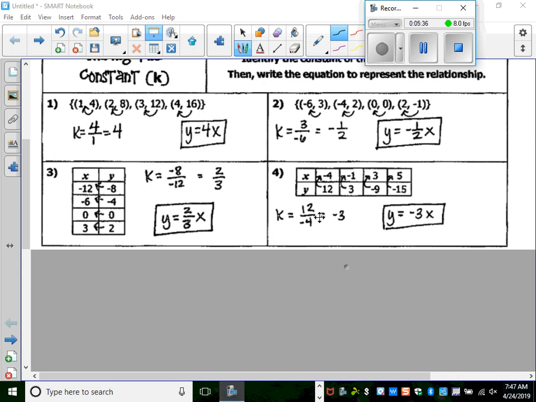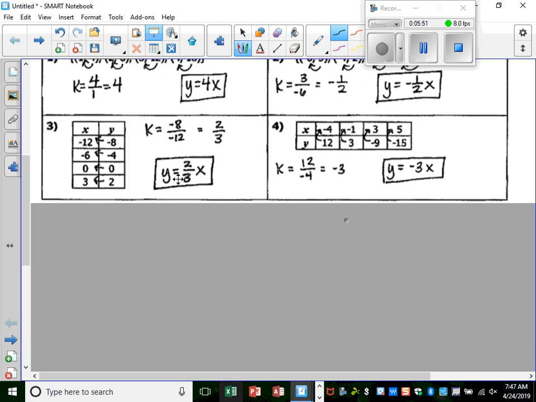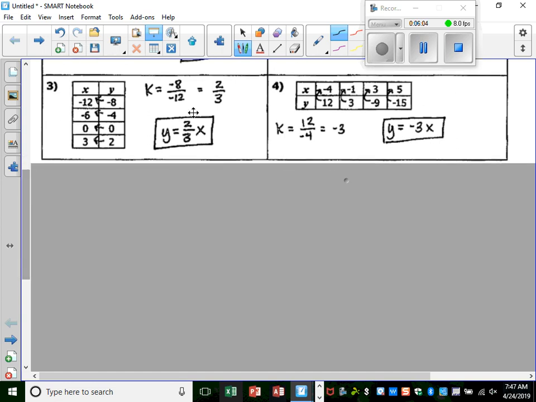Same thing for number 4. Take your y value divided by your x value. So that's going to be 12 divided by -4 is -3. So y equals -3x. And notice, there's nothing after the x term. Because if I said y equals 2/3 x plus 8, that's now in slope-intercept form. That's not direct variation. So direct variation is just y equals kx.